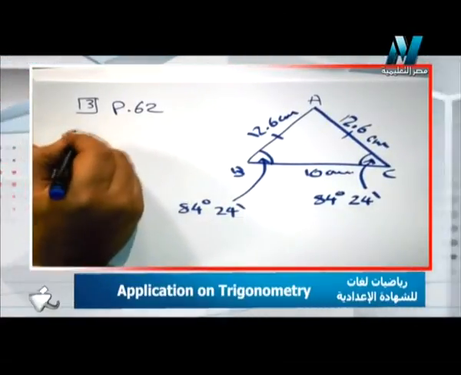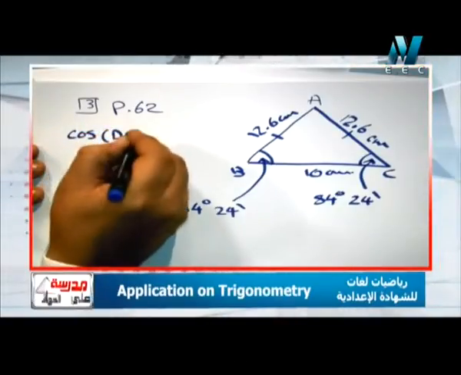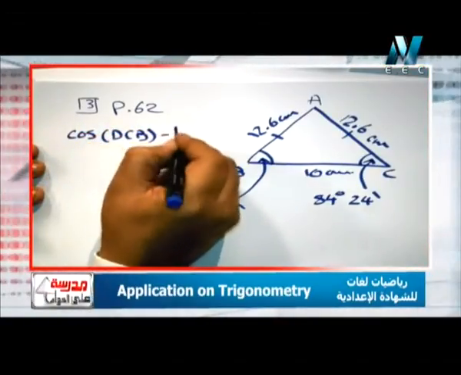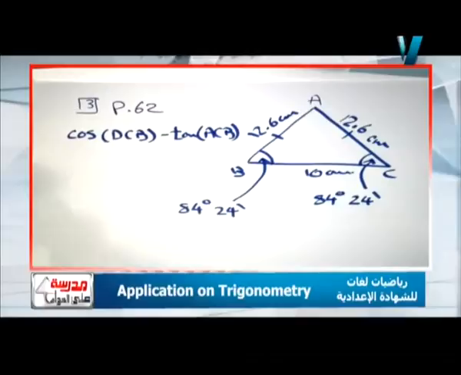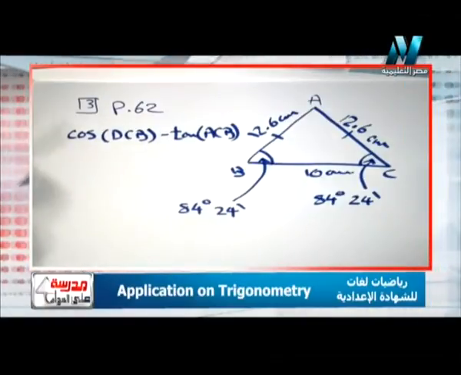Prove that cosine angle DCB minus tan angle ACB equals 1 over 2. The strategy that we use in proving for trigonometry, as we said before, is the left-hand side, right-hand side strategy. I'm going to work on the left-hand side and simplify it as much as I can, and work on the right-hand side, simplify it as much as I can, to find if the two sides are equal. Actually, for the right-hand side, which is half, there is no simplification, so I'm going to work on the left-hand side.